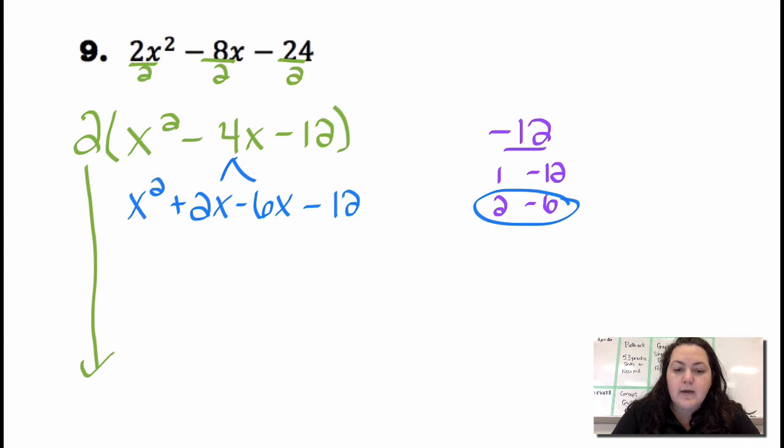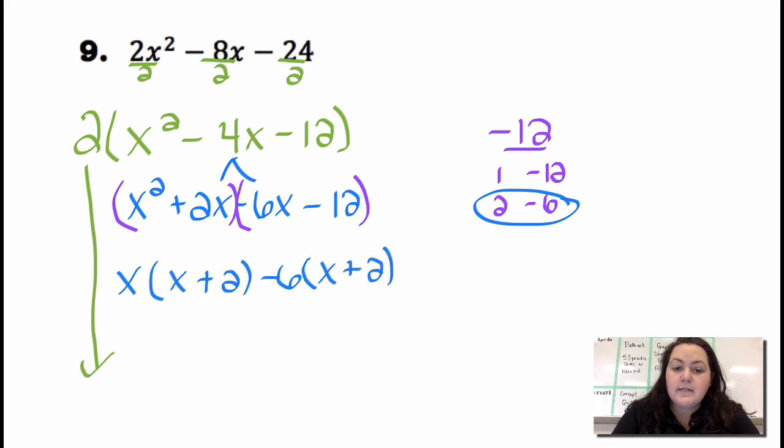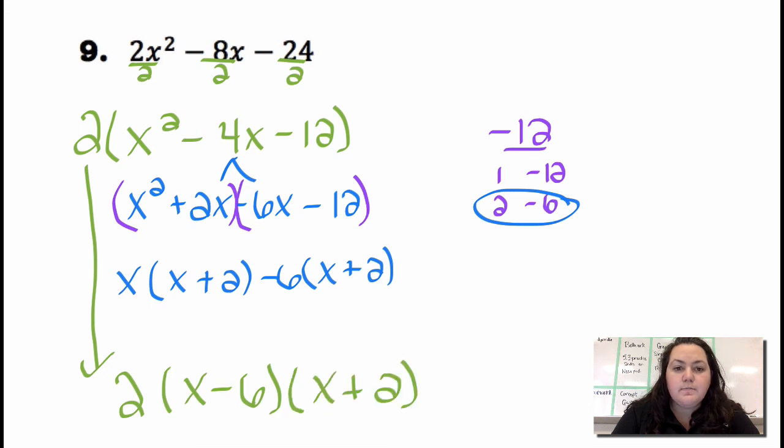Bring the other pieces down. Then I can group and factor. In the first group, I can factor out an x. Leaves me with x plus 2. The next group, I can factor out a negative 6. That leaves me with x plus 2. So I have the 2 from the beginning that I pulled out. Then I have x minus 6. And I also have x plus 2.